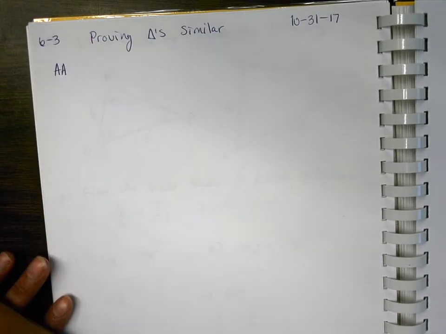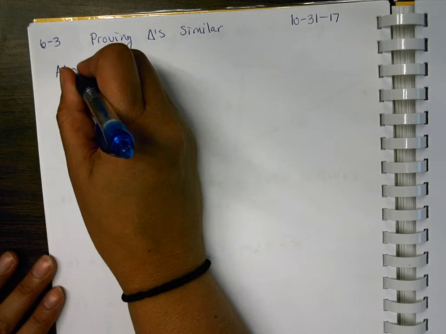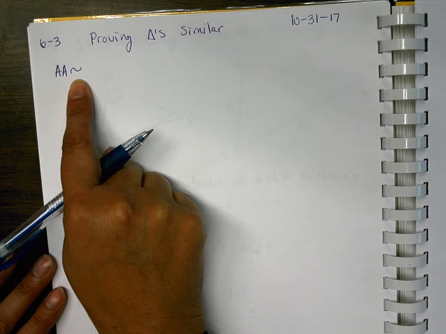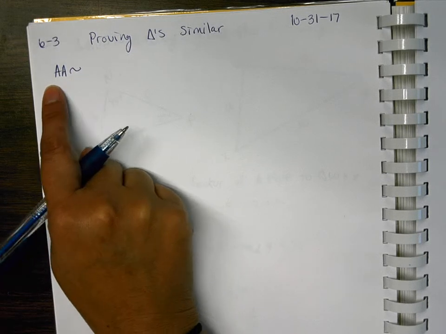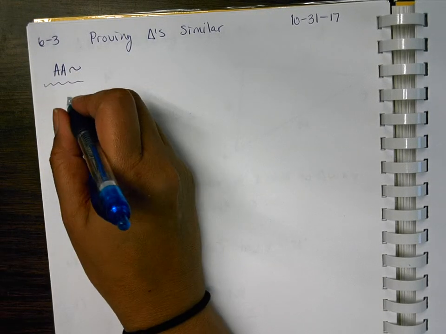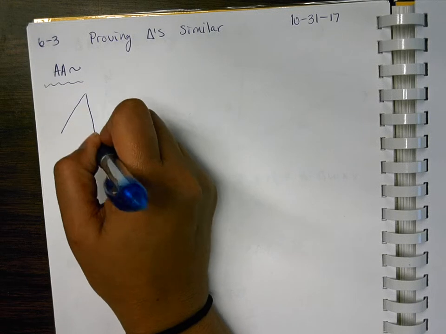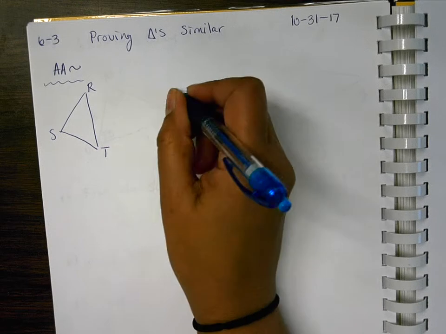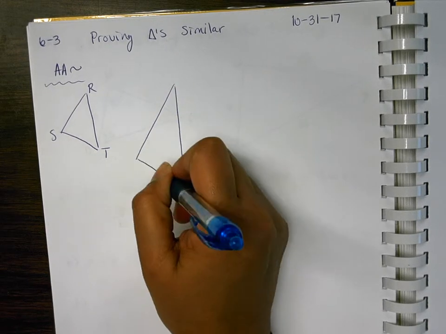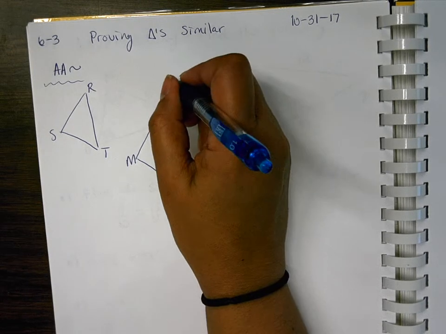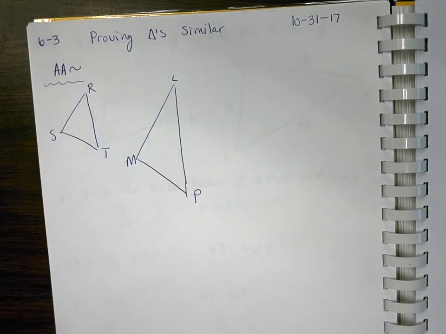What do you think AA stands for? Angle, angle. I'm going to put the tilde there. Do you guys remember what it stands for? Almost equal to, similar. Similarity. Angle, angle, similarity. All right. Now, what angle, angle, similarity states is if you have two triangles, I'm going to call the first one SRT, and the second one MLP.